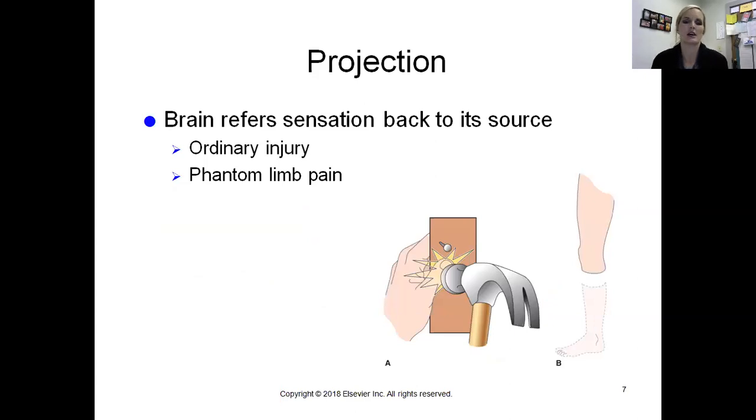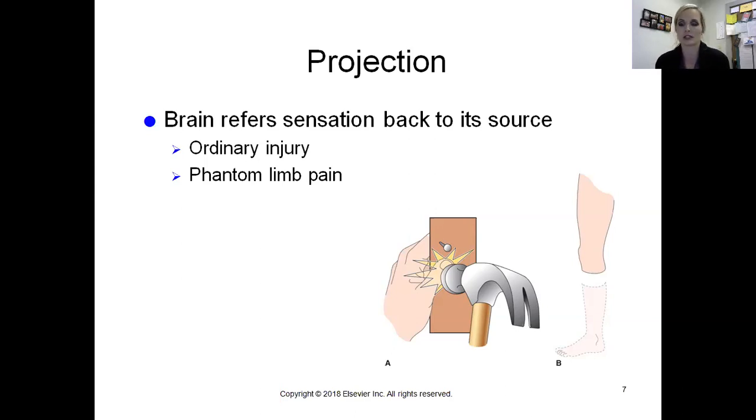So projection, and what projection is, the brain is referring sensation back to its source. So we have, for instance, the ordinary injury of some sort. If, in the example, I'm hammering a nail and I miss the nail and I hit my thumb, well, that's a pretty ordinary injury. That pain is going to be projected to the thumb then. We're going to feel that sensation in the thumb because that's where the hammer hit. It may be a terrible pain depending on how hard I was swinging that hammer, but that's in response to an ordinary injury. The pain is referring to that particular site. But this is a great example of the phantom limb sensation.